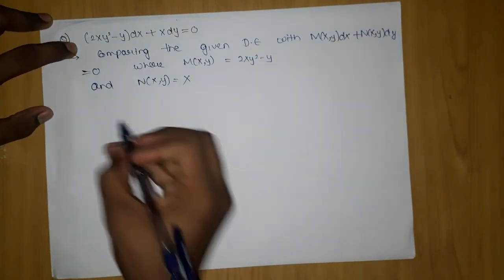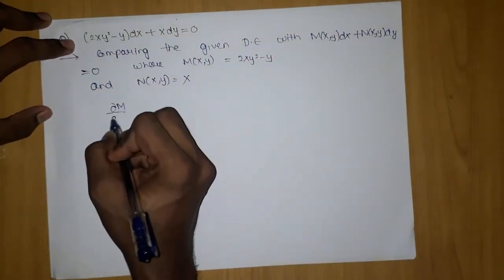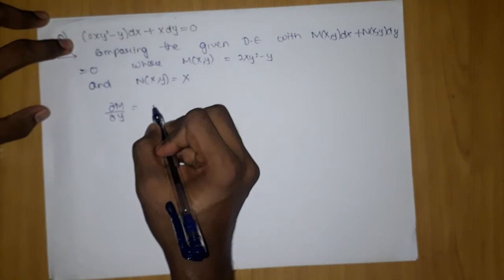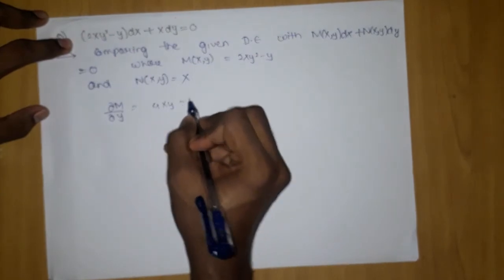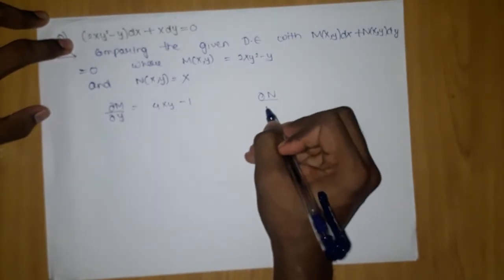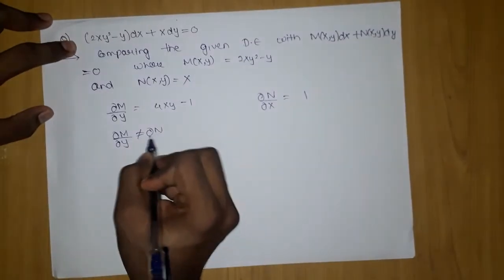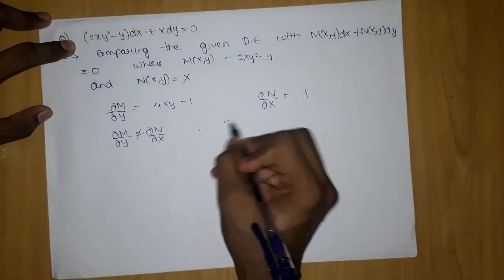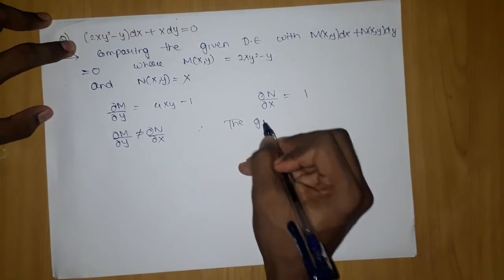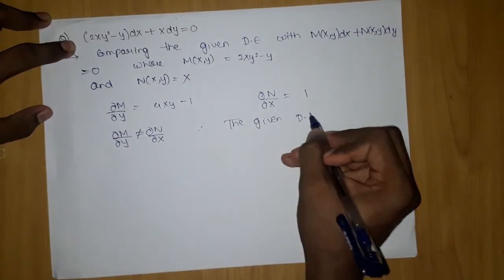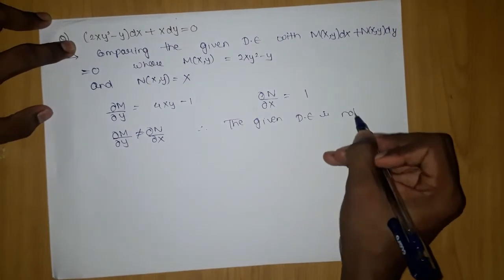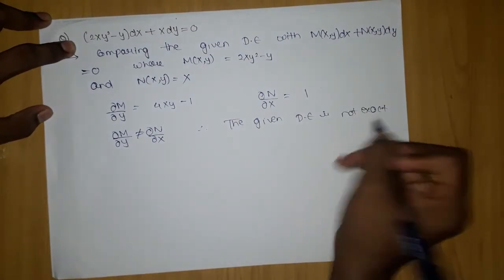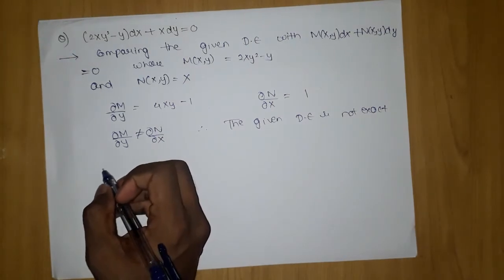The moment you do that, you're going to check ∂M/∂y, which is 4xy − 1, and you're going to check ∂N/∂x, which is nothing but 1. So you can clearly see that ∂M/∂y is not equal to ∂N/∂x. Therefore the given differential equation is not exact. To make it exact, you have to check what you have to do.